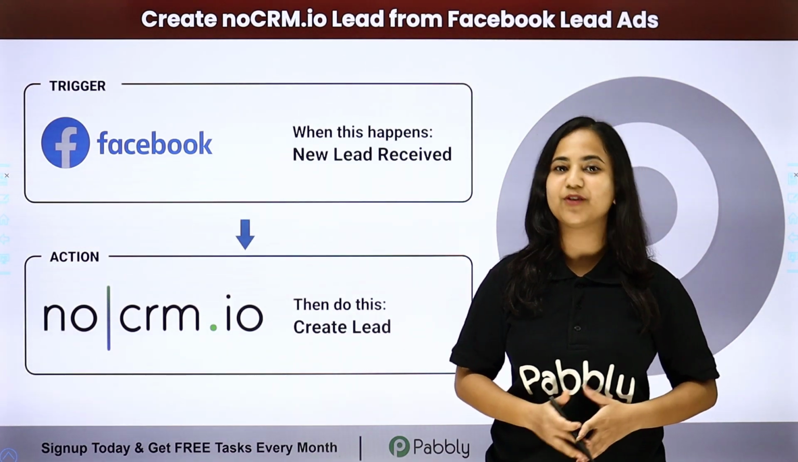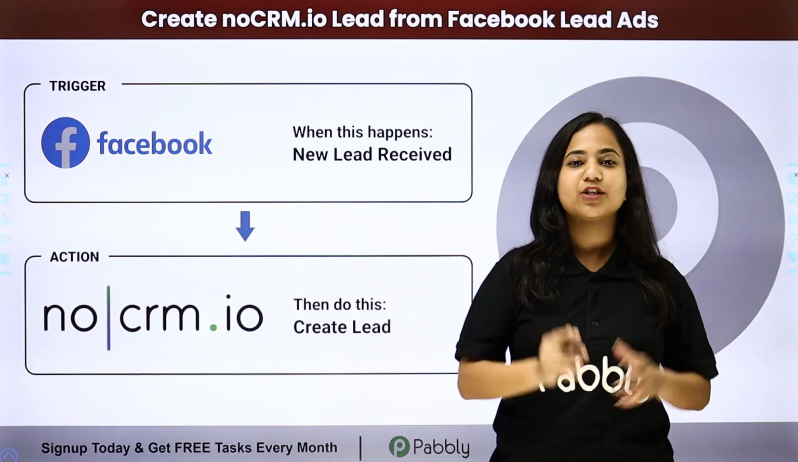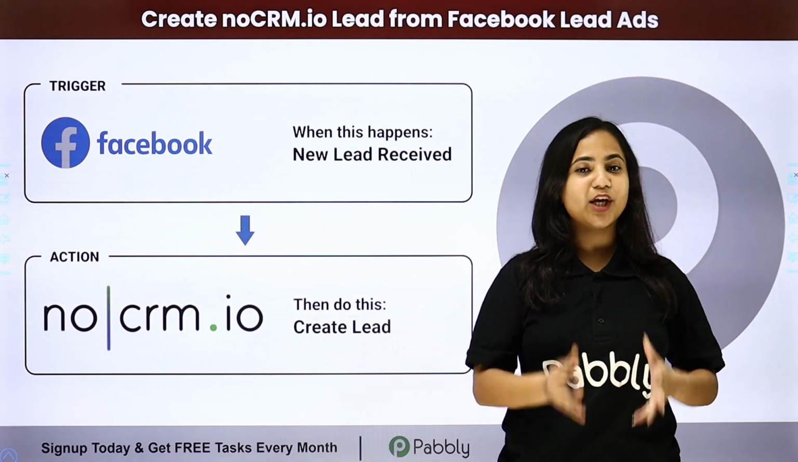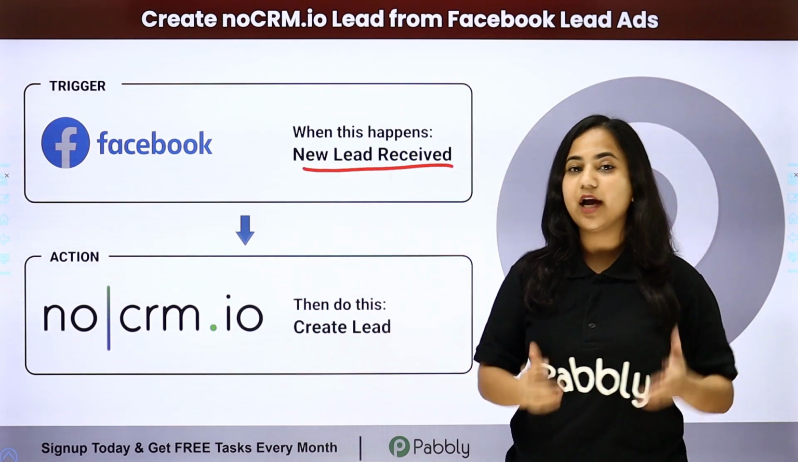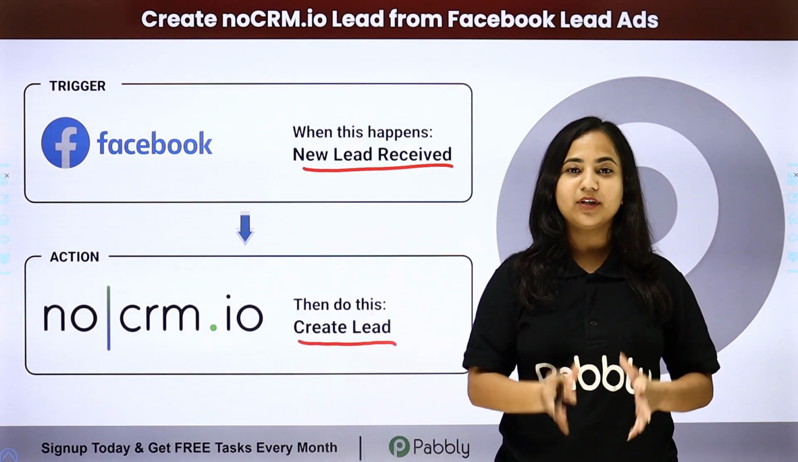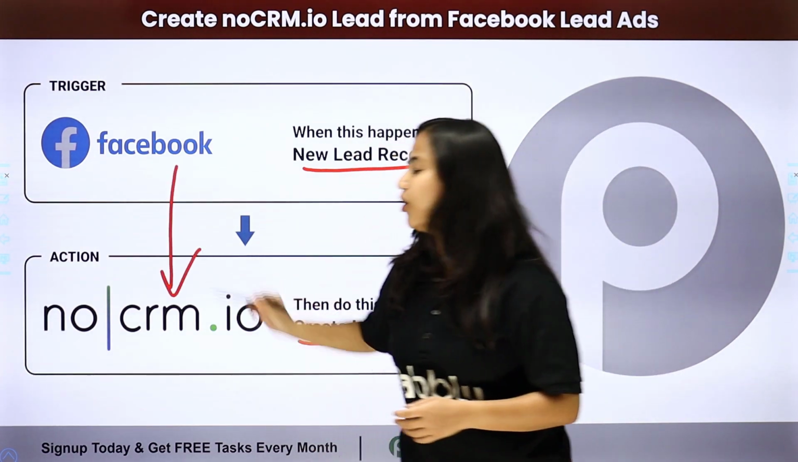Today in this video, we are going to see how to create nocrm.io lead from Facebook lead ads. So I've recently opened a startup and to market my business, I use Facebook lead ads. And here my objective is that whenever a new lead is received through Facebook lead ads, I want to create a lead in my nocrm.io account automatically. For that, I'm simply going to create a connection between Facebook lead ads and nocrm.io.